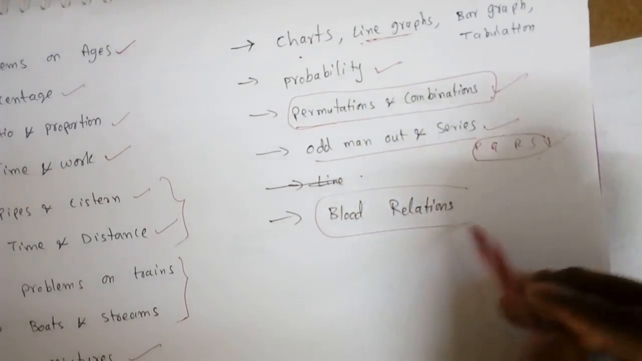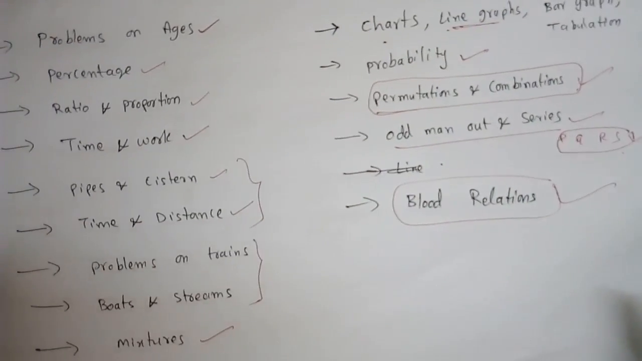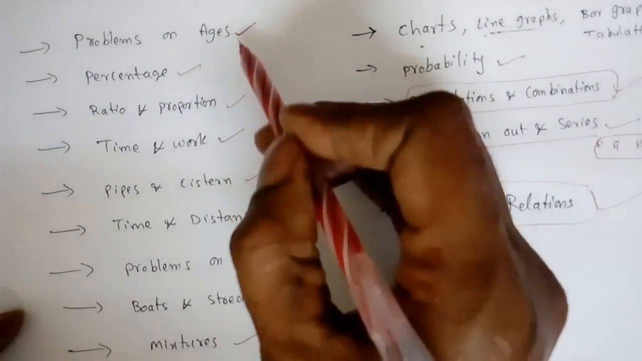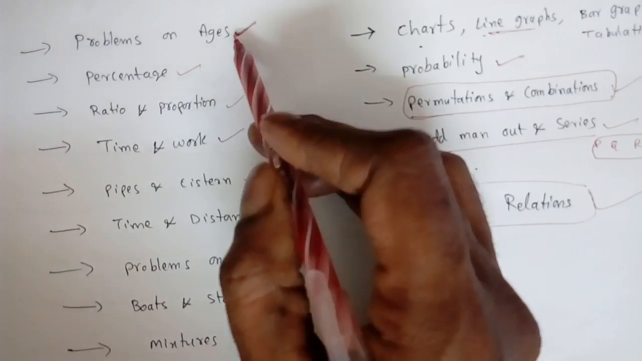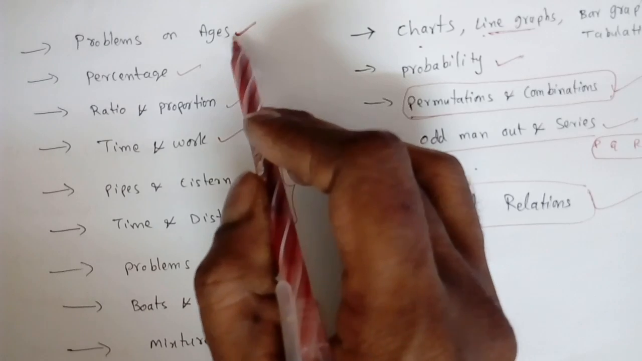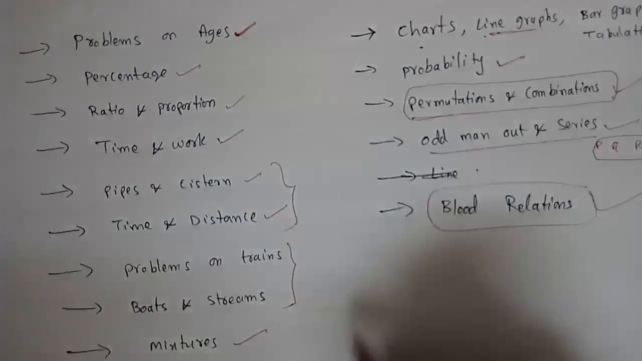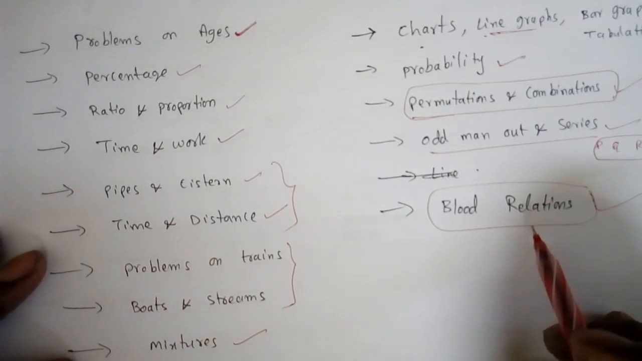Then one more important concept is blood relations, right? So if you start preparing from now onwards, at least one concept a day, right? Each concept, so problems on ages one day, and for problems you have to do more by practicing. So you can have some confidence on this, then you will get the best results, right?